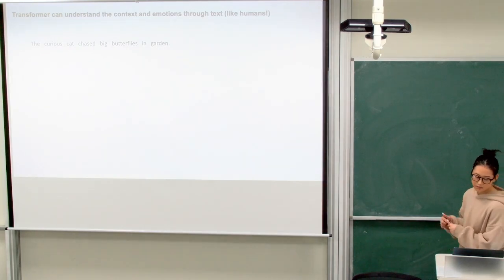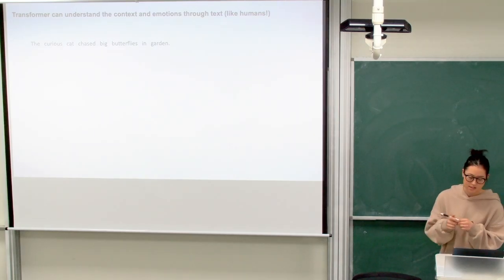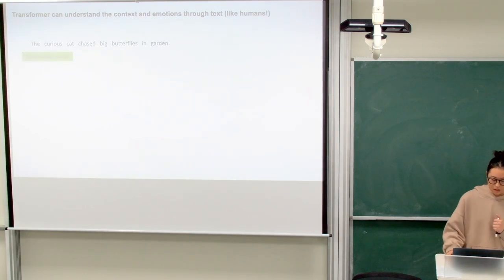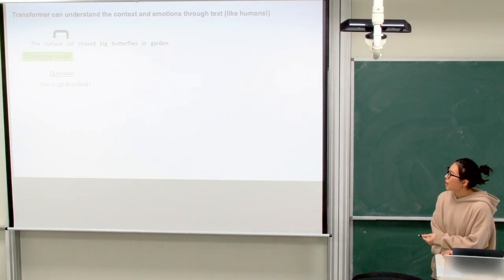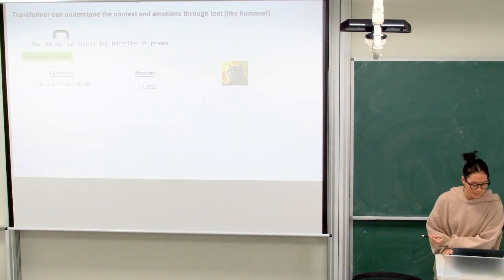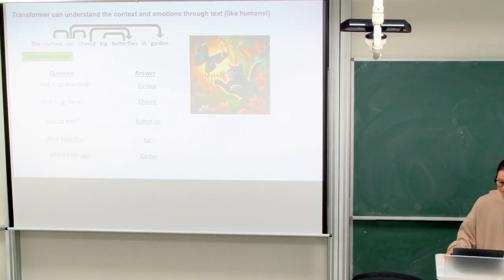So let's say we have this sentence, the curious cat chased big butterflies in garden. So in the transformer model, the question is asked, how is cat described? And we can answer, cat is curious, like that. And then another question we can ask is, what is cat doing? Chasing, like that. And then there can be way more questions for the model to learn about this sentence, like this.